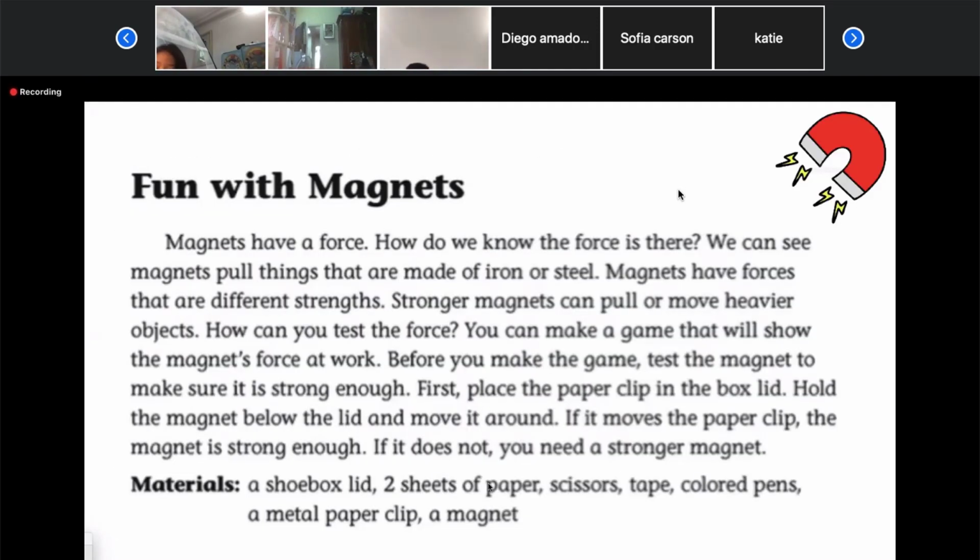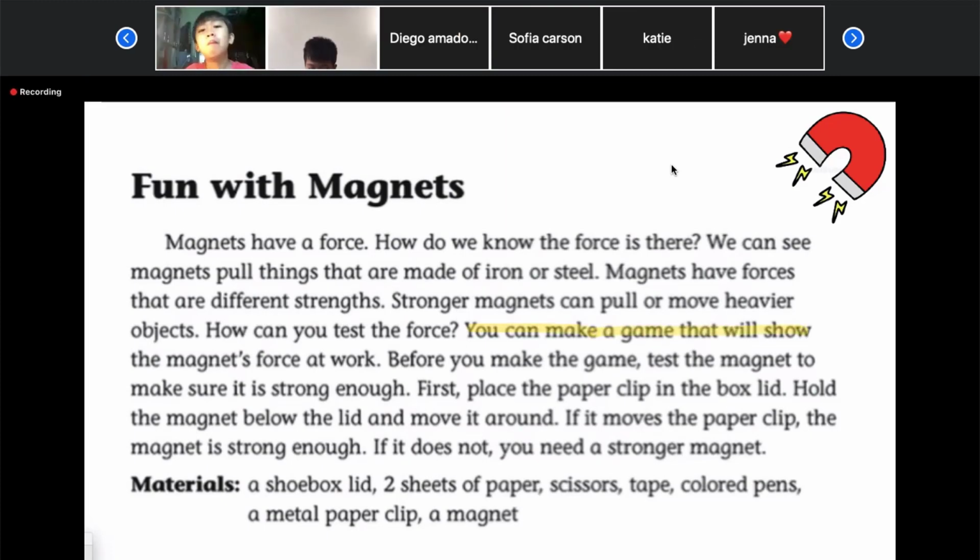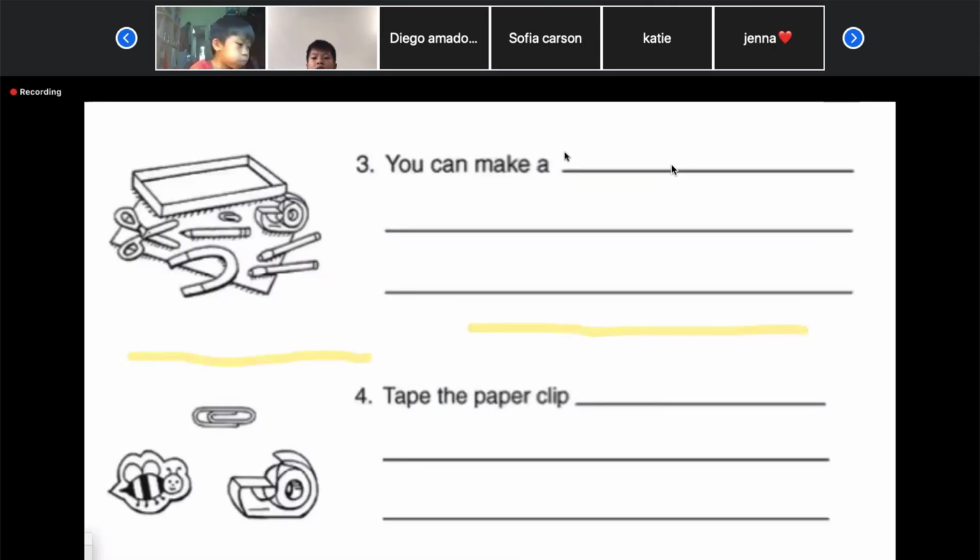Okay. You can make a. What can we make? You can make a. Okay, let's see. David, can you help us out? What's the end of that sentence? You can make a game. It will show the magnet's force at work. Good job. You can make a game that will show the magnet's force at work.